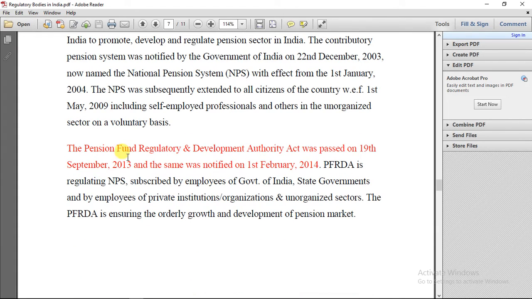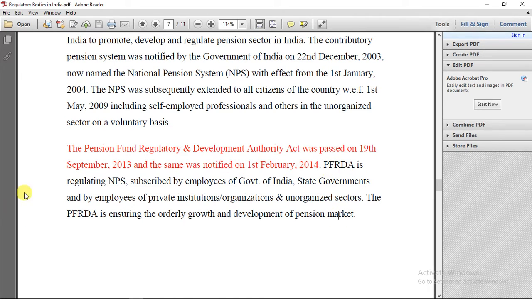The Pension Fund Regulatory and Development Authority Act was passed on 19 September 2013, which is a landmark development, and the same was notified on 1st February 2014. So the PFRDA Act was passed on 19 September 2013 and the notification date is 1st February 2014.